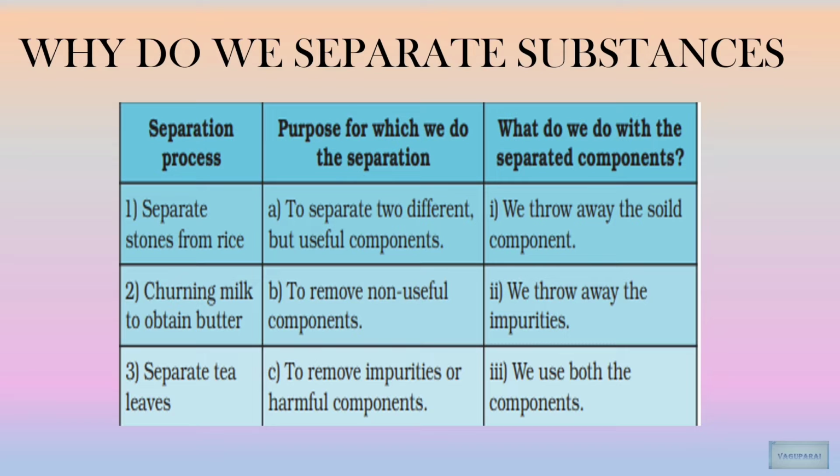Separate tea leaves to remove impurities or harmful components. Otherwise, if both are useful, then we use the tea leaves for growing plants like the rose plant. And the liquid that we get from the tea leaves, we use as a decoction for tea, right? So separation, sometimes it is useful, sometimes the substance which is separated is harmful and it is thrown away.